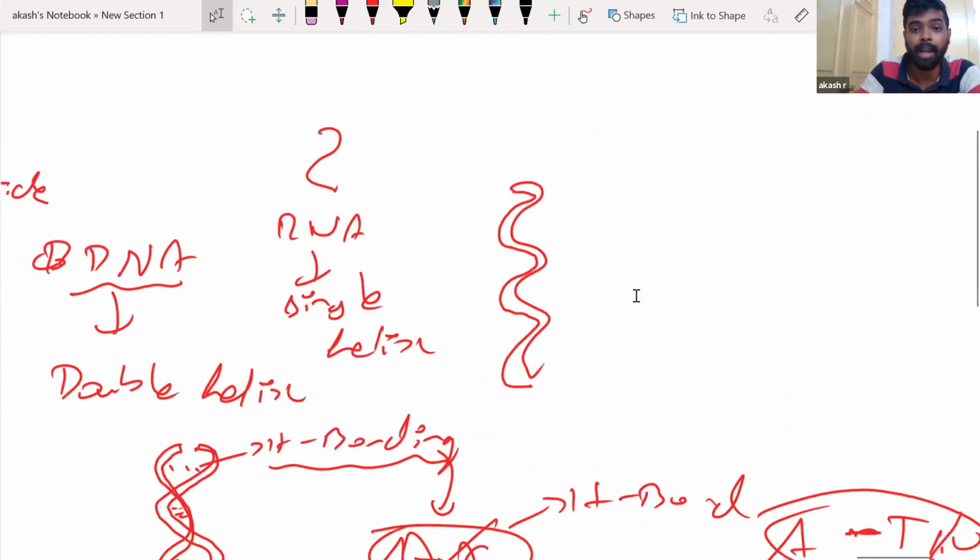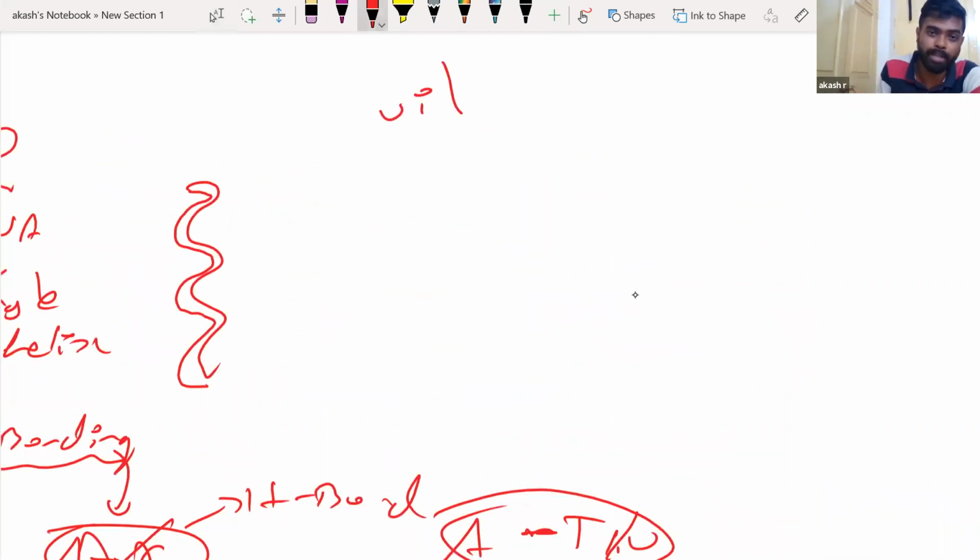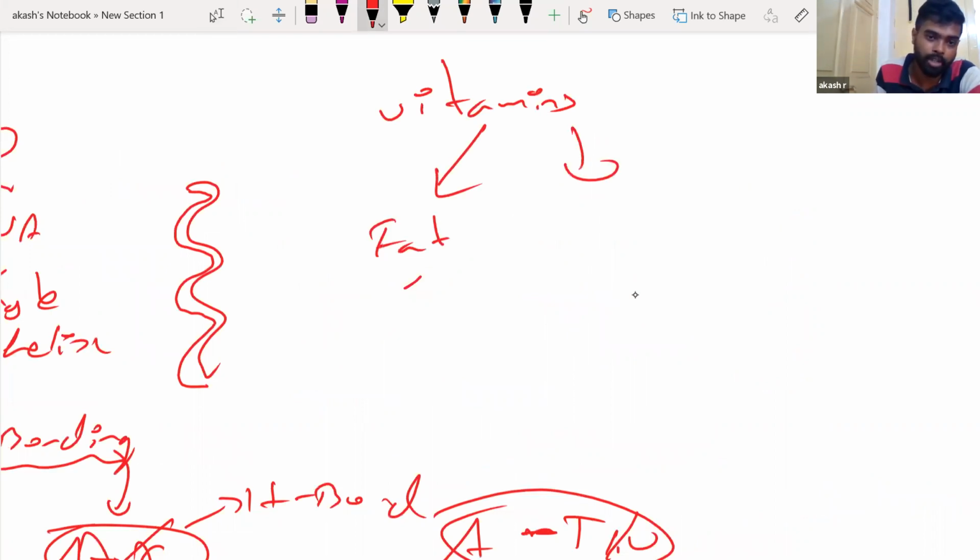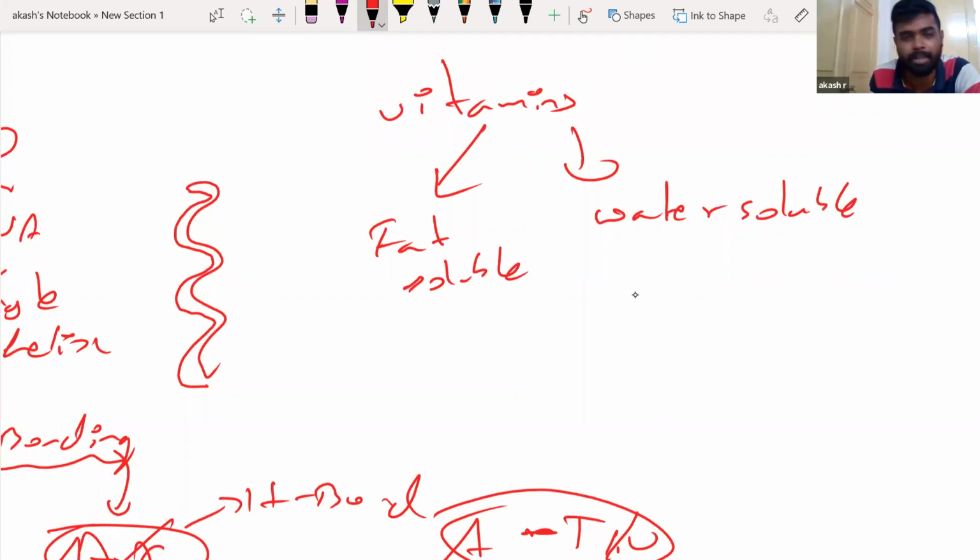Anyways, the last part of the chapter is going to talk about vitamins. I will just take 2 minutes, people. We know that deficiency of different vitamins will cause different things. Vitamins can be of 2 types: fat soluble vitamins or water soluble vitamins. We know vitamin A, vitamin B, vitamin C, whatever vitamins you have. Now, what are all the fat soluble vitamins? There are only 4 of them, I think: vitamin A, D, E, and K.